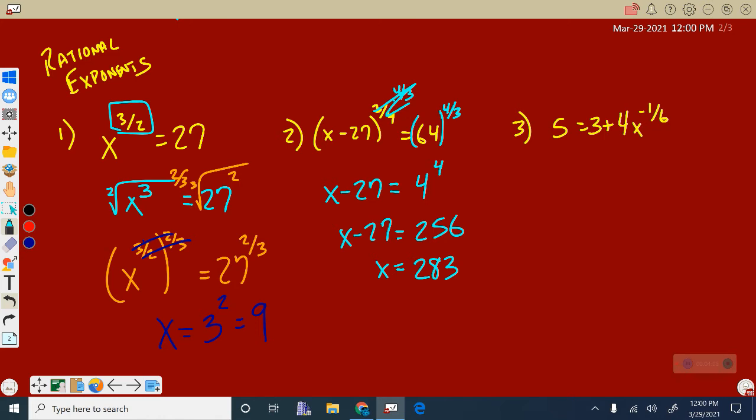Alright, one final one here. We've got to subtract 3 from both sides first. So 2 equals 4x to the negative 1/6 power. Divide both sides by 4. 1/2 equals x to the negative 1/6 power.